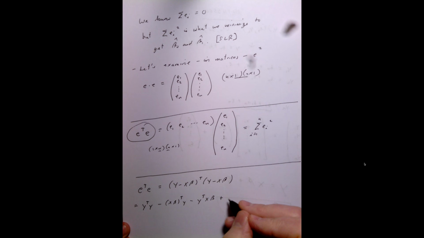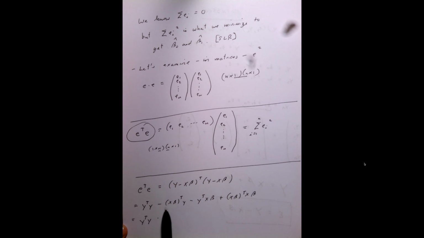Plus x beta transpose times x beta. Now, we're not going to mess with this first term. It's just y transpose y. But the second term is actually going to become beta transpose x transpose. I'll tell you what, let me just write this out. This is going to become beta transpose x transpose y.